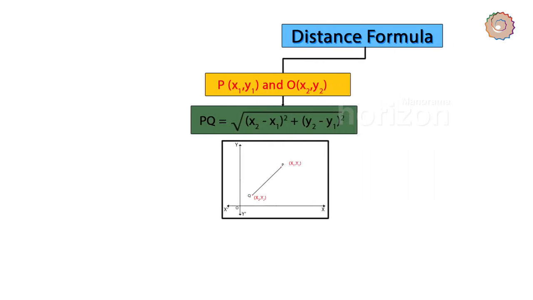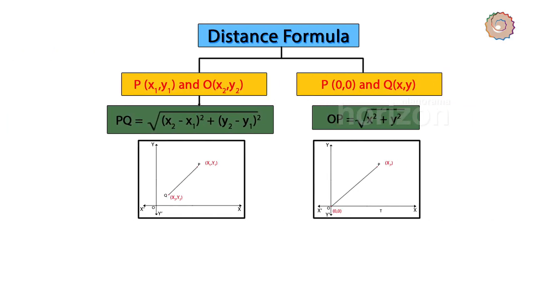So we can conclude that the formula for the distance between two coordinate points P (x1, y1) and Q (x2, y2) is root of (x2 minus x1) whole square plus (y2 minus y1) whole square, and if one of the points is the origin, then the formula is OP equals root of x square plus y square.